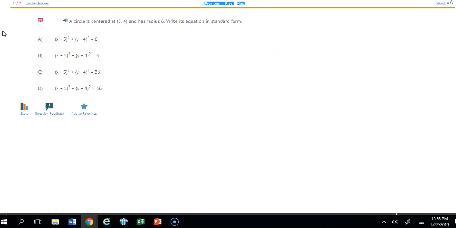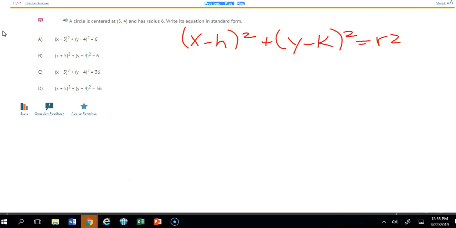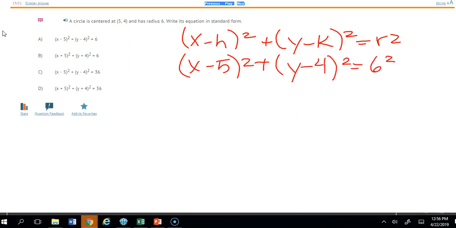The next problem says a circle is centered at (5, 4) and has a radius of 6. This is again the formula for a circle, (x minus h) squared plus (y minus k) squared equals r squared. So all I'm doing is populating this formula: (x minus 5) squared plus (y minus 4) squared equals 6 squared. The only simplification we need to do is this, which would be 36. So our answer for this one was C.